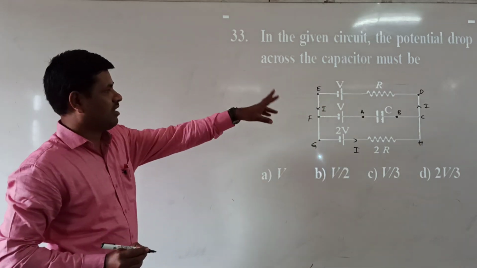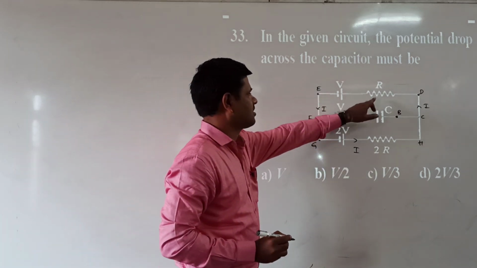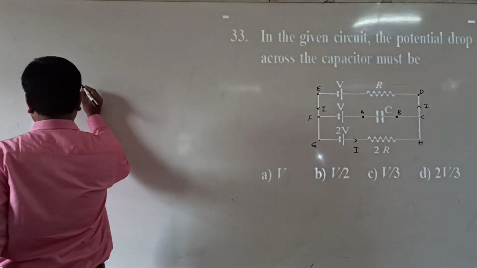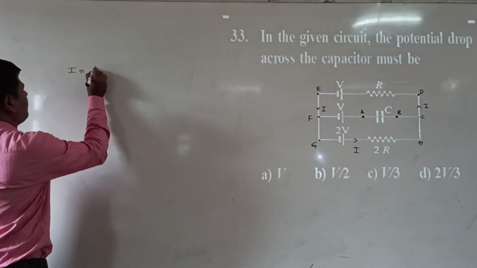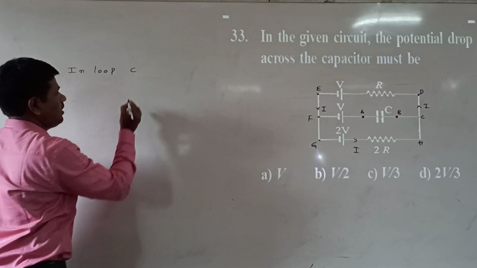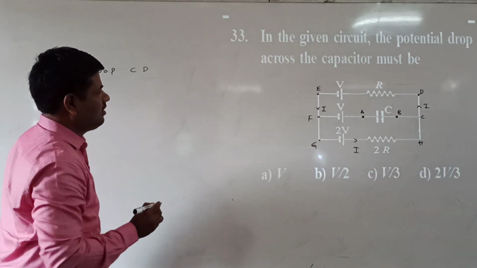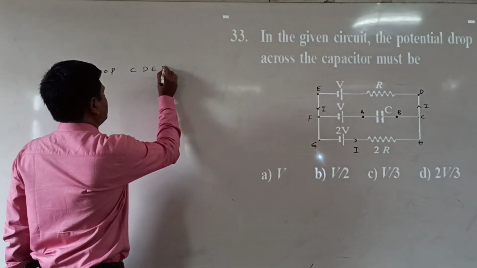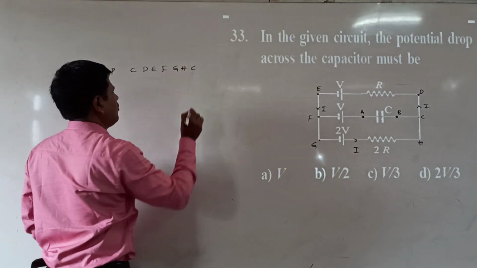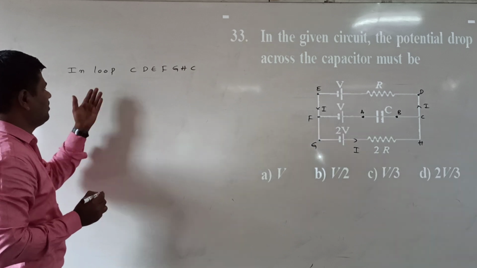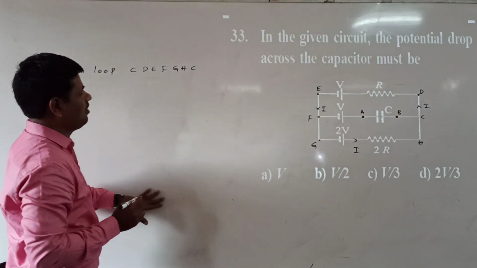Now the potential drop across the resistor. I am starting in the loop, the loop C, D, E, F, G, H, C, the outside loop. In this loop, the total potential drop is 0.